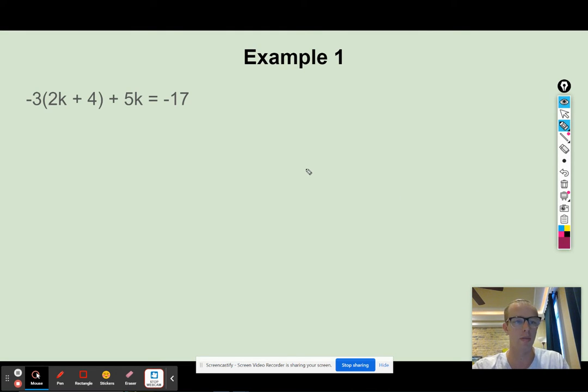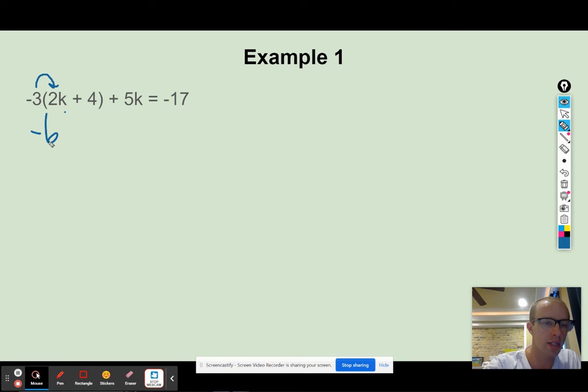high-level math. Okay. We have here -3 times 2k plus 4 plus 5k equals -17. Our first goal here is, we have a long expression here, really. If I zero in on this without the equal sign, we have a long expression that we need to simplify. So my first step is I'm going to simplify this side as much as I can. So let's do that. I'm going to use this blue marker here. First step for simplification, I distribute this -3 to this 2k.